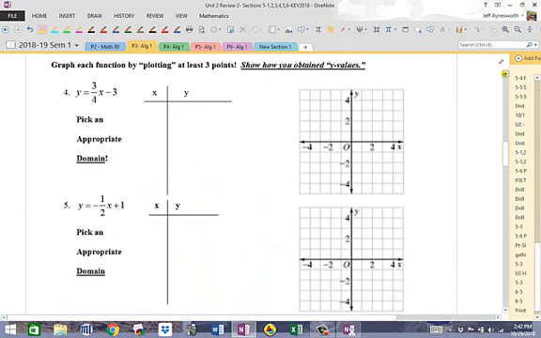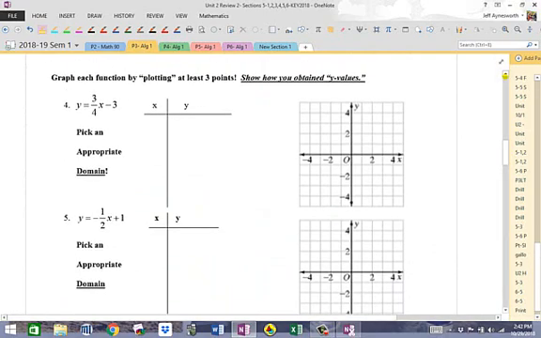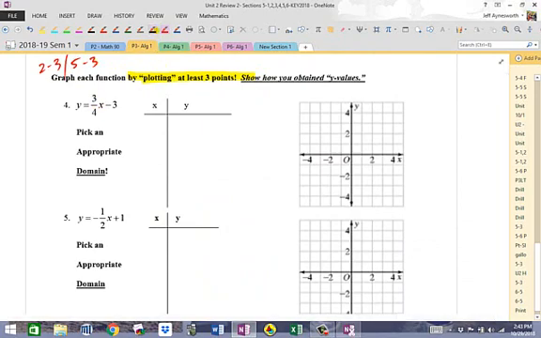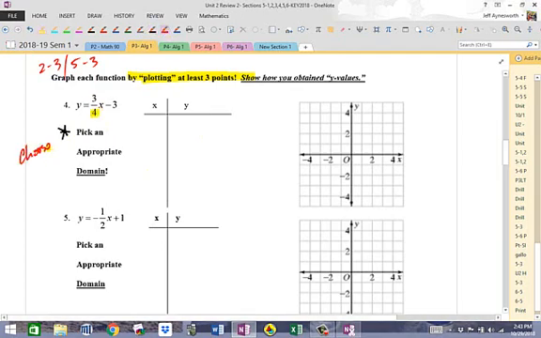Okay, now this one here is graphing functions by plotting points. If I remember correctly, it's lesson 2-3 or 5.3 in your notes. What I told you is that if you have a fraction involving a linear function and you want to plot by using points, it would be wise to pick an appropriate domain. When you look at the denominator, which is 4, I would choose multiples of 4, because it'll make your arithmetic a lot easier. So -4, 0, and 4.